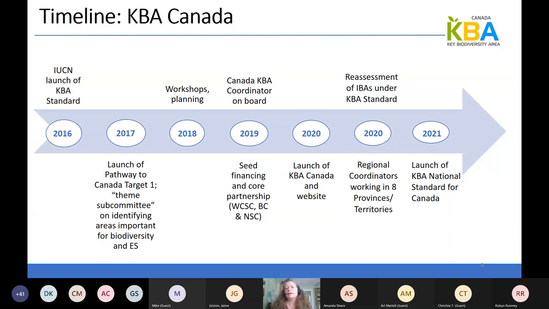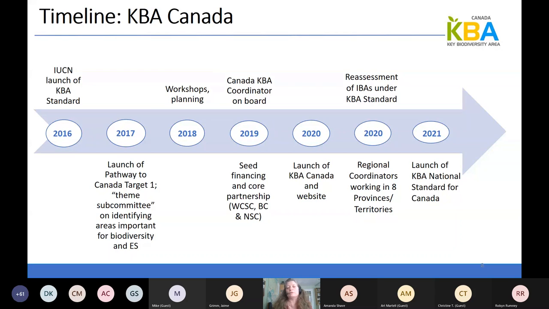The timeline in Canada is worth noting just because you can see where we are in the process now in 2021 with the launch of the KBA national standard. At the beginning was the IUCN launch of the KBA global standard. As I said, immediately and coincidentally, the Pathway to Target 1 was launched with a sub-theme looking at areas of importance for biodiversity. And it was at that point that we were able to start looking at this in an integrated fashion, bringing in the notion of KBAs, which provided a lot of interest across the country in various fora, which we convened or were invited to in 2018, planning what the NCG might look like ultimately. And then we were prepared to launch in early 2019.